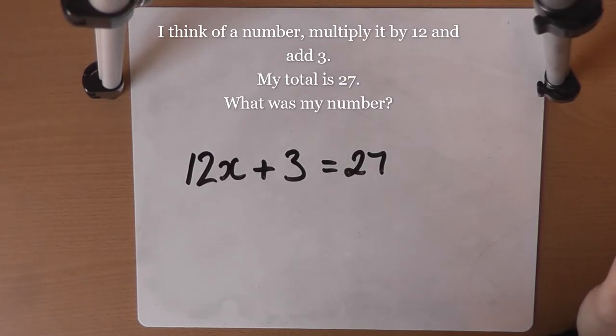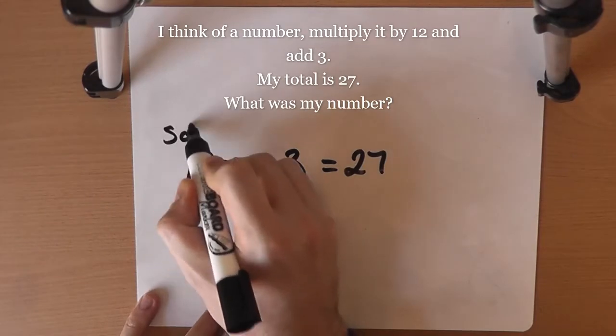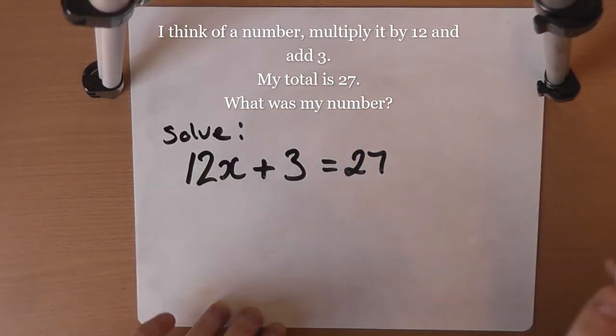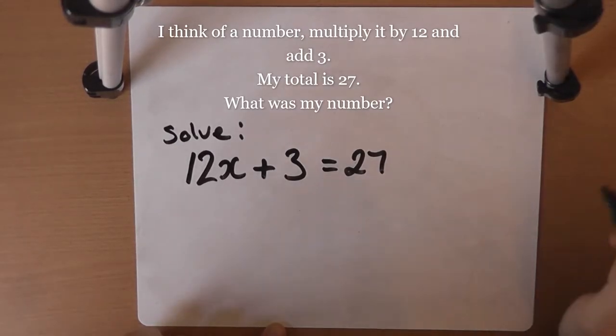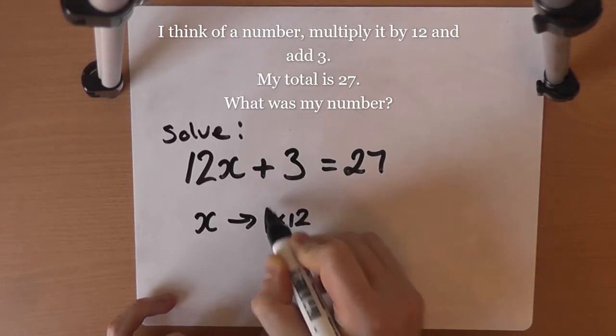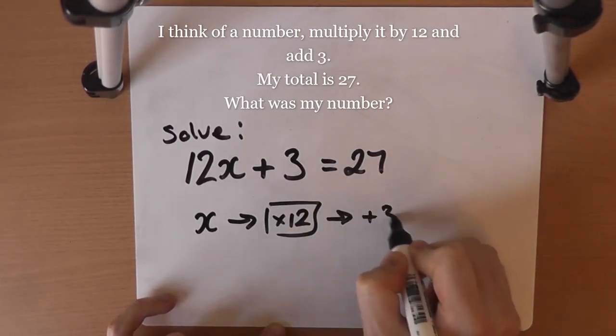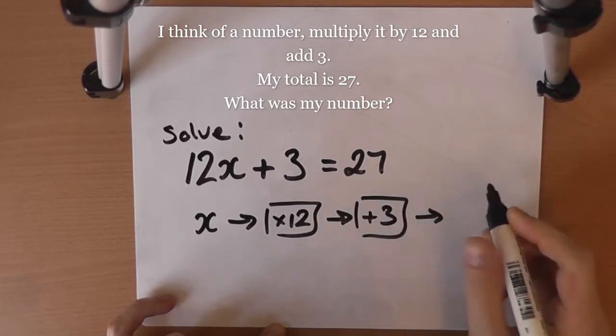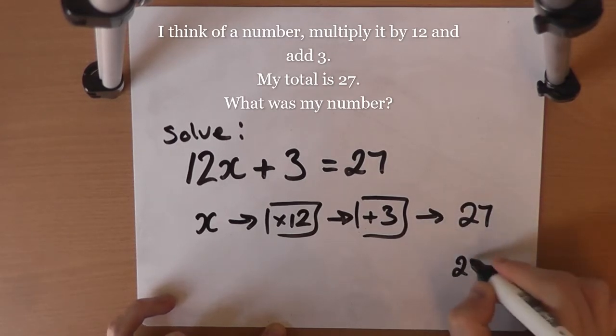Step 4 then is solve to find the value of x. So I now need to solve this question. This is just a standard function machine type question. So I'm going to build my function machine going forwards. I start with the x. First thing that happens is we times it by 12, and then we add 3, and that spits 27 out the end.